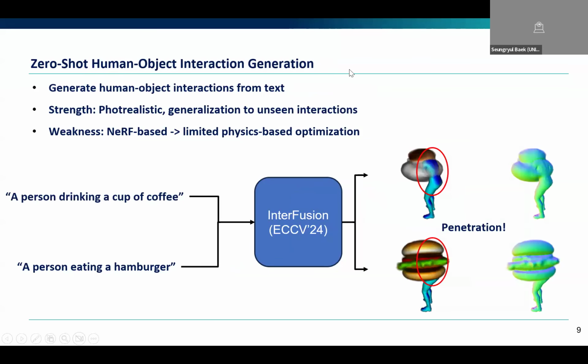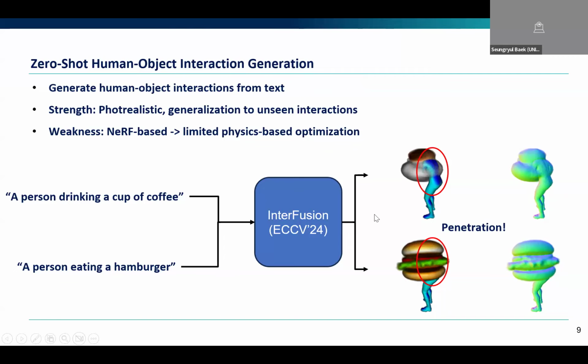So the last one is text-to-human-object interaction generation. This work generates human-object interactions from text using the previously discussed SDS-based 3D asset generation pipeline. So they can generate photorealistic HOI and can generalize to unseen interactions.